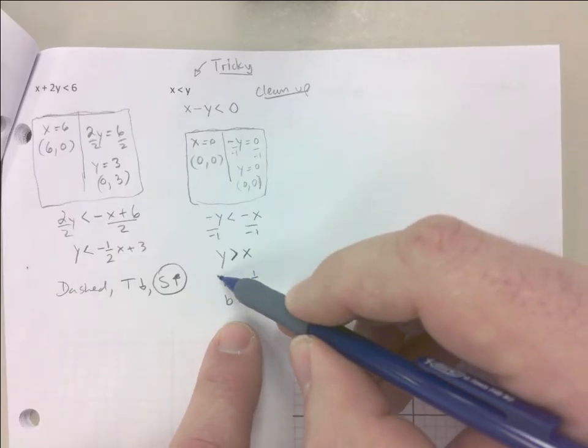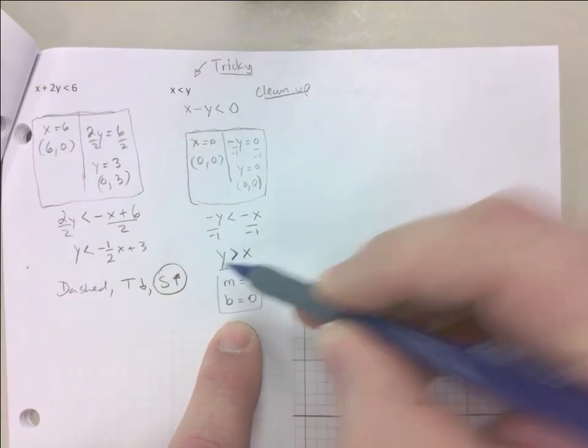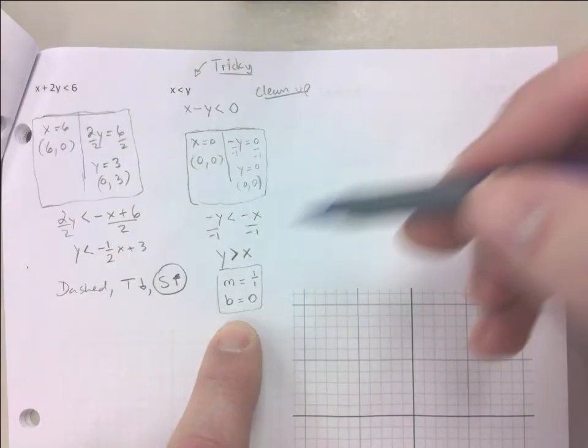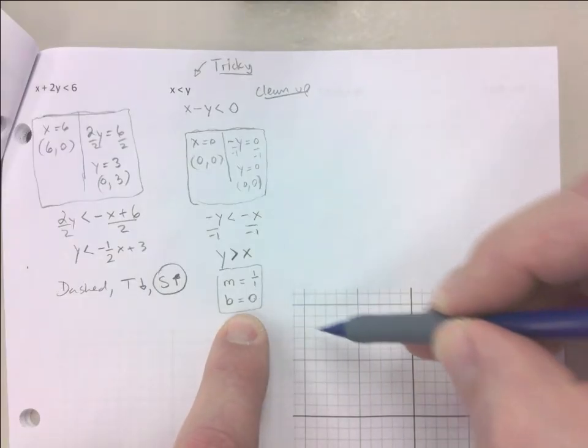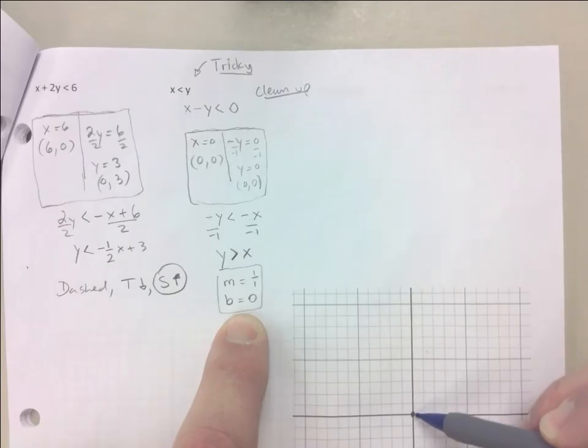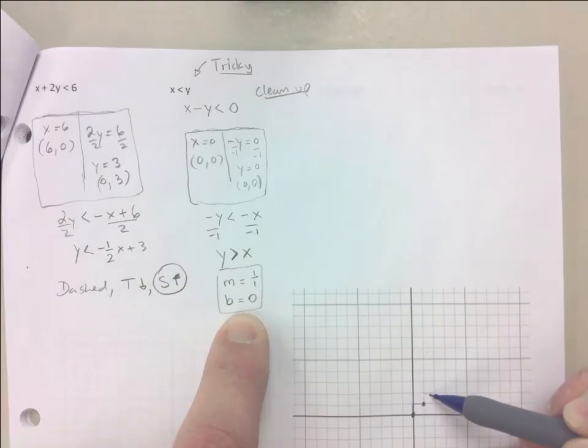So watch this. I use this to get another point. I start at the y-intercept, I go over here, and then I use my slope of 1 over 1. You can do another one, 1 over 1.